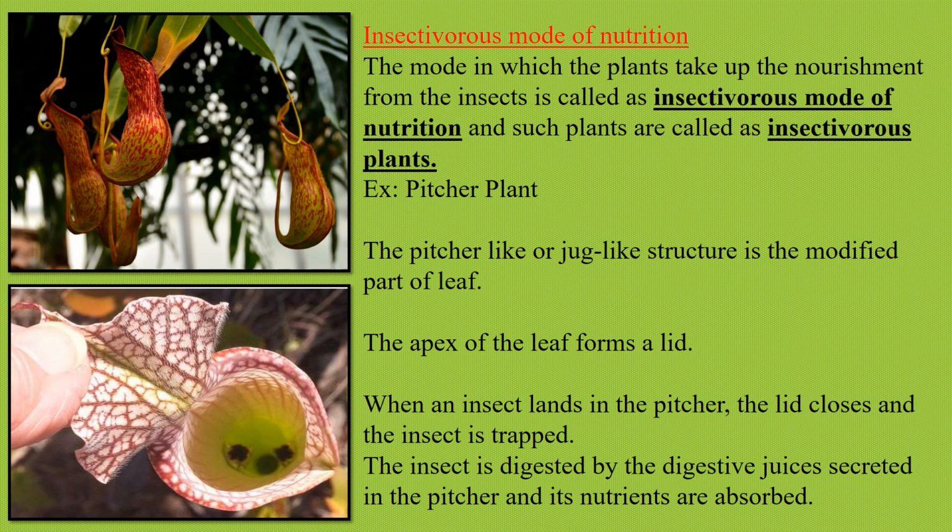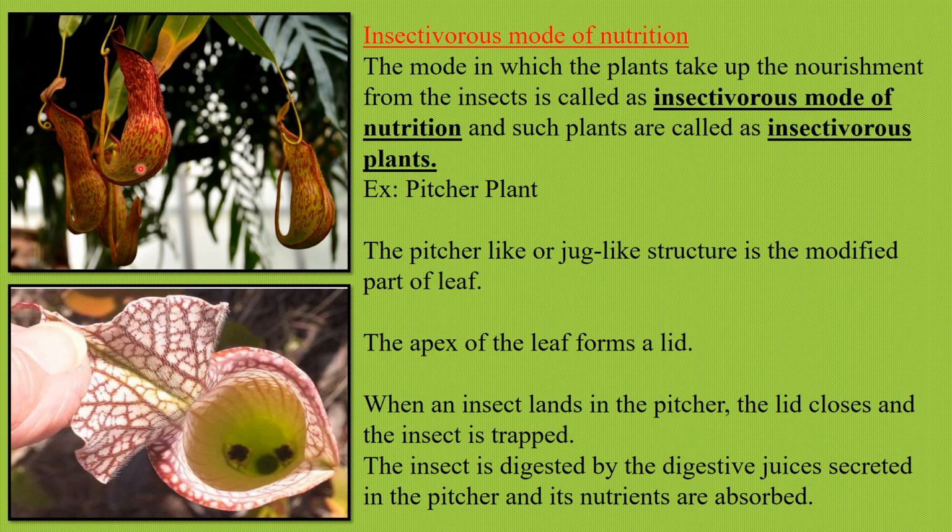The second type of nutrition that we are going to learn is the insectivorous mode of nutrition. The mode in which the plants take up the nourishment from the insects is called insectivorous mode of nutrition, and such plants that exhibit this mode of nutrition are called insectivorous plants. The example of this type is the pitcher plant. The pitcher plant looks like the way I am pointing.